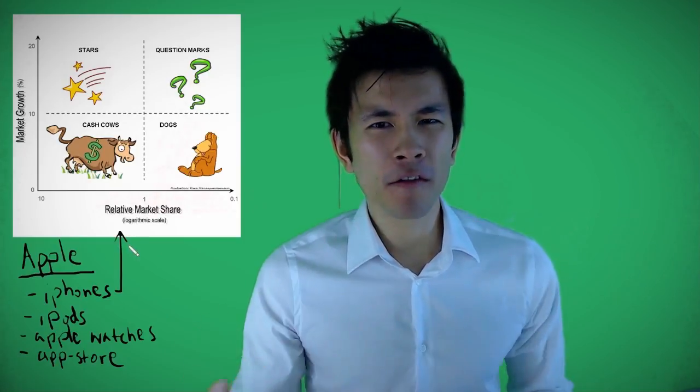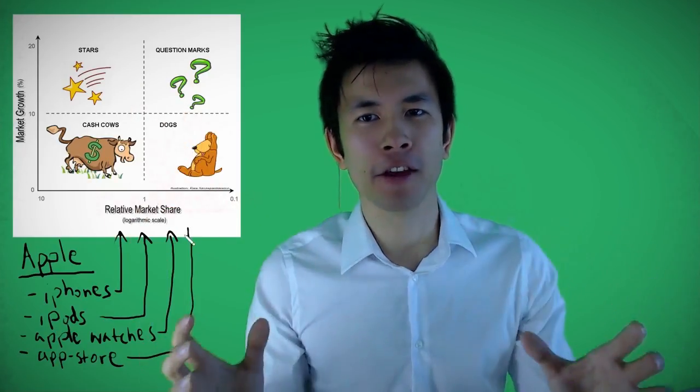Hey guys, today we're going to talk about the BCG Matrix, also called the Growth Share Matrix, the Boston Matrix, or the Product Portfolio. It is a chart that categorizes all of the company's products or business units into 4 groups or quadrants. There are the question marks, the stars, the cash cows, and the dogs. Let's take Apple for example. They have iPhones, iPods, Apple Watches, and the App Store, just to name a few. And all of those products will be somewhere along the matrix.